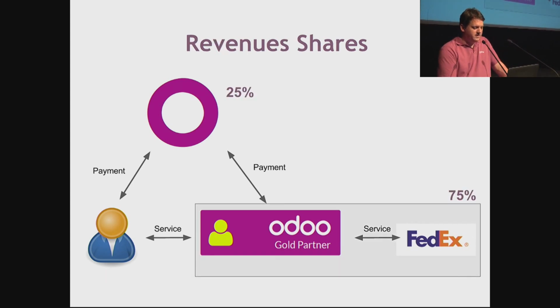How does it work in terms of revenue share? We will take 25% of the revenue, and we will give 75% to the partner for the service. If the partner subcontracts the service to another company, let's say uses FedEx to deliver the shipments, he decides how much he wants to sell it for, so what part of the revenue he wants to keep for himself. But basically, the basic idea is that we take 25%.